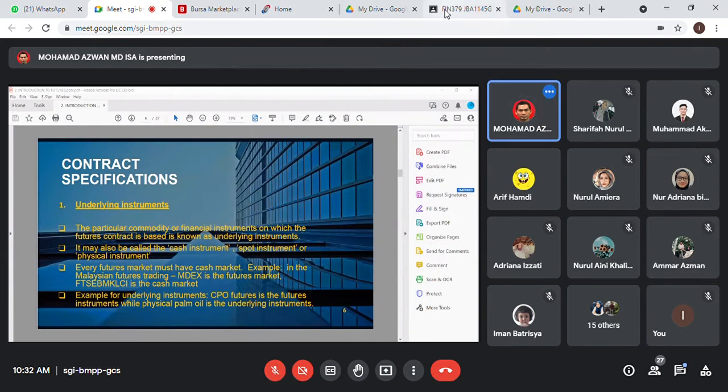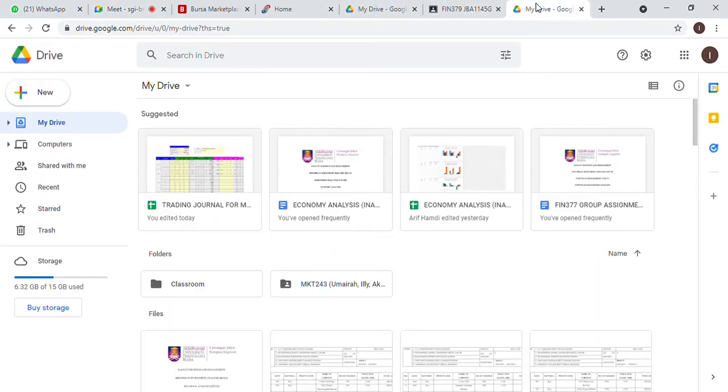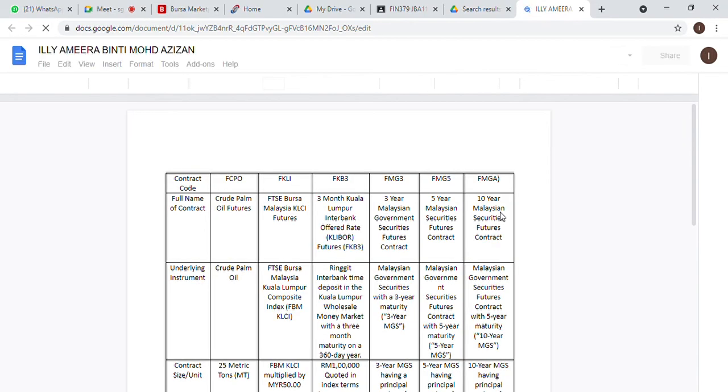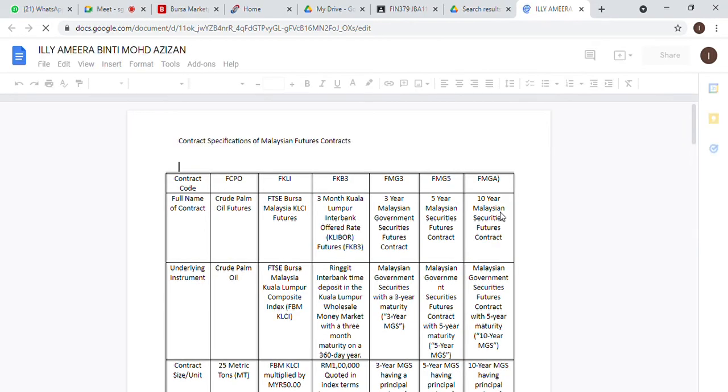Okay. So yang Kuala Lumpur Composite Index tu ke? Ya. Betul lah, KLCI. Okay, FKLI is for the futures market, or derivative market. KLCI is the underlying instrument of the cash market itself.